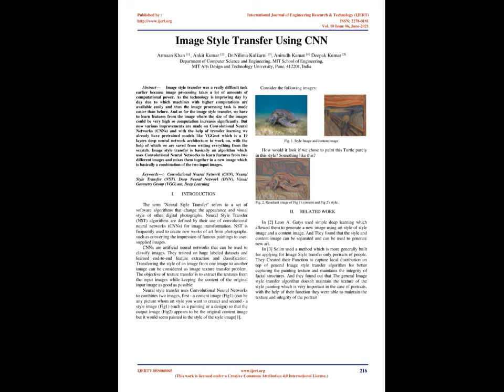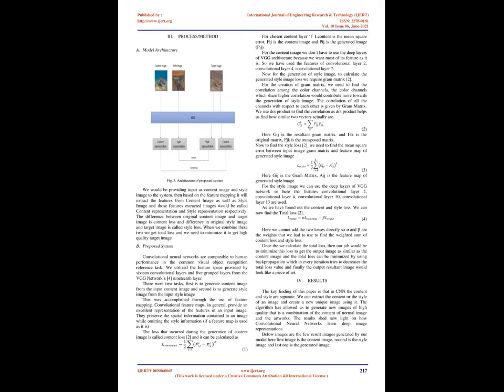Related work. In [1], Leon A. Gatys used simple deep learning which allowed them to generate a new image using the art style of a style image and a content image. They found that the style and content of an image can be separated and used to generate new art. In [3], Salim used a method built for applying image style transfer to portraits of people only. They created their function to capture local distribution on top of the general image style transfer algorithm for better capturing the painting texture and maintaining the integrity of facial structures. They found that the general image style transfer algorithm doesn't maintain the texture of the style painting, which is very important in the case of portraits. With the help of their function they were able to maintain the texture and integrity of the portrait.